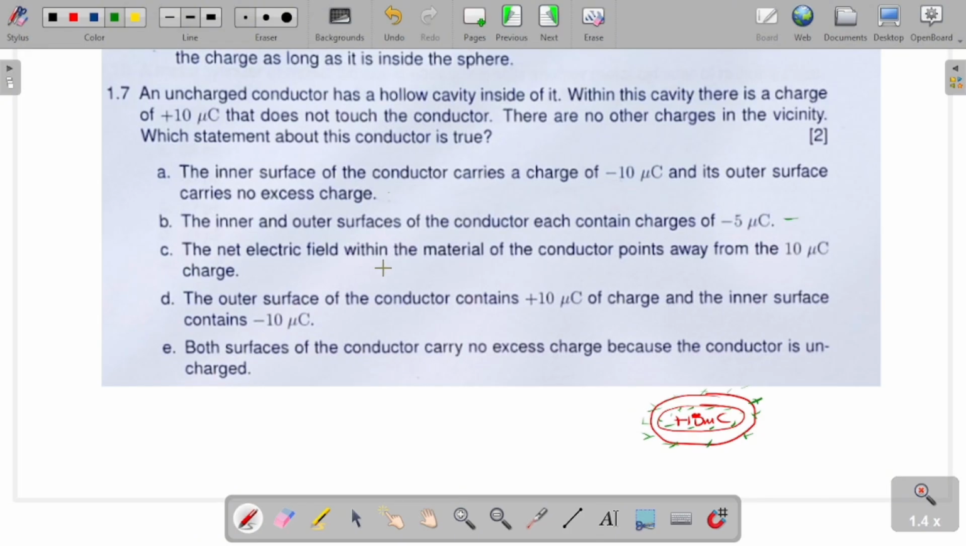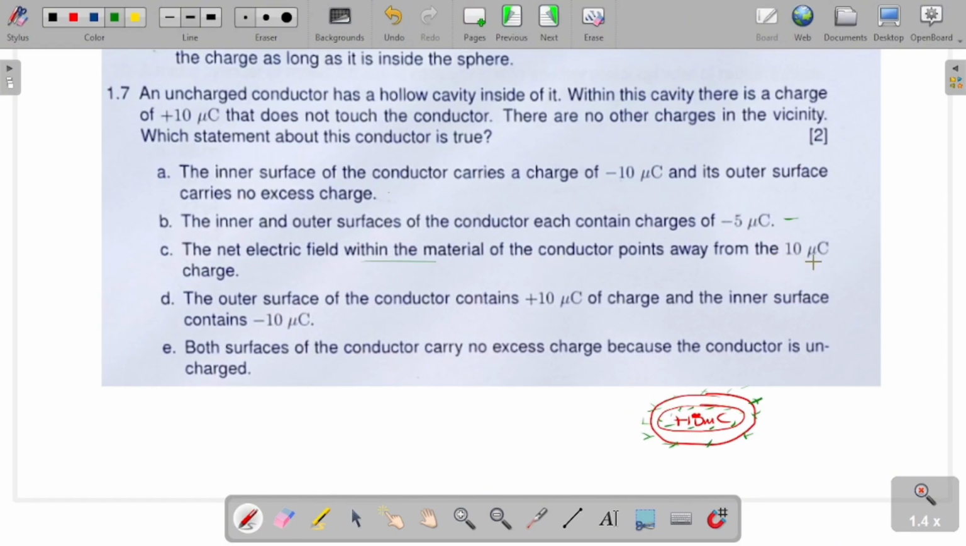Now the net electric field within the material of the conductor points away. The net within the material, you see it says within, inside, is away. Look at it. Inside we have this charge that is induced. And if there was flux due to this induced one, it wouldn't even be away, it would be towards, like inside. So it is also not true. The inner material does not have such a charge that can induce the electric field to be outwards.